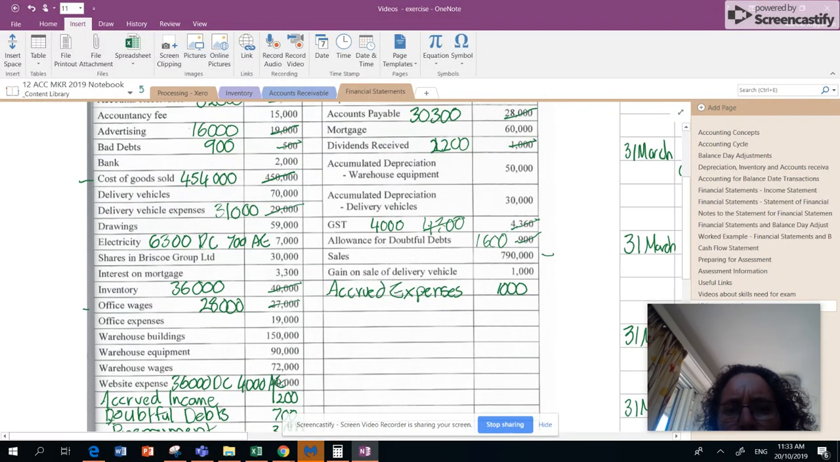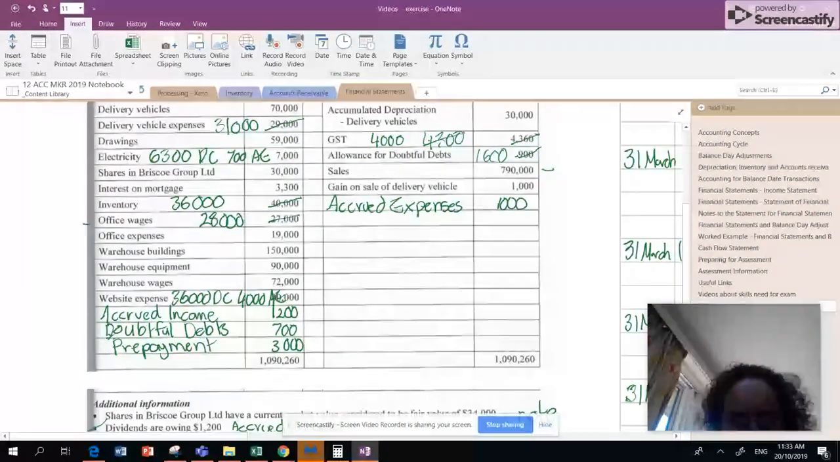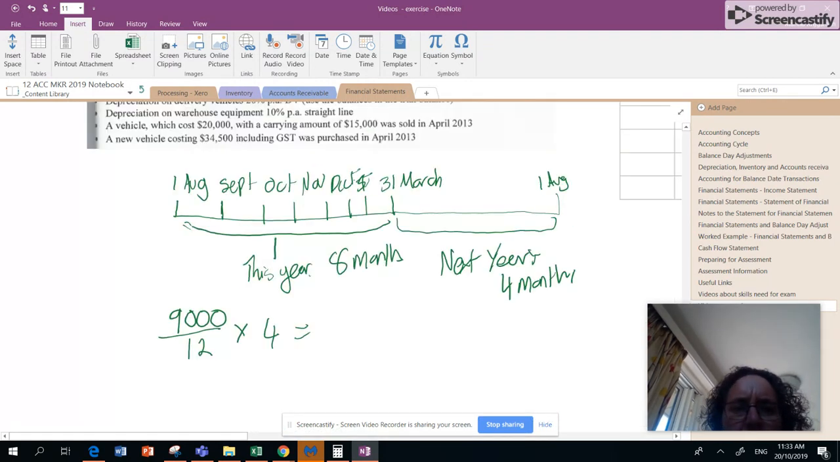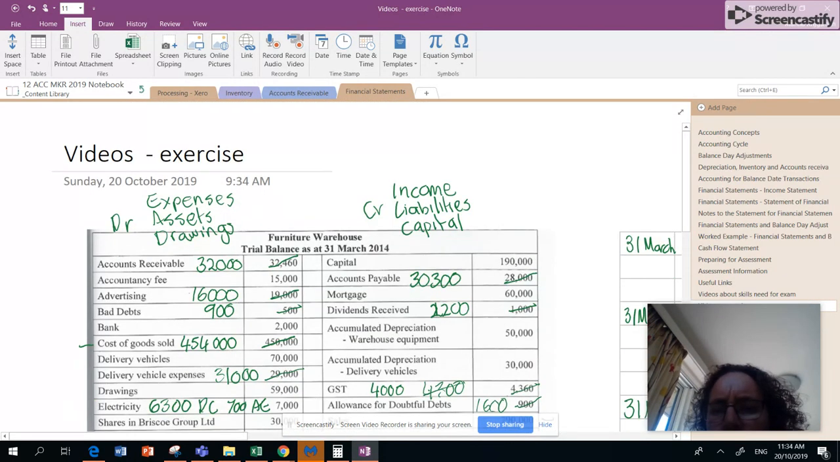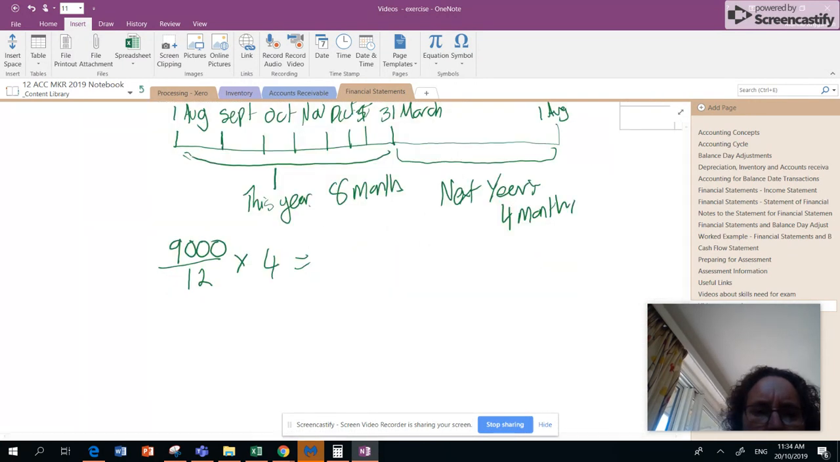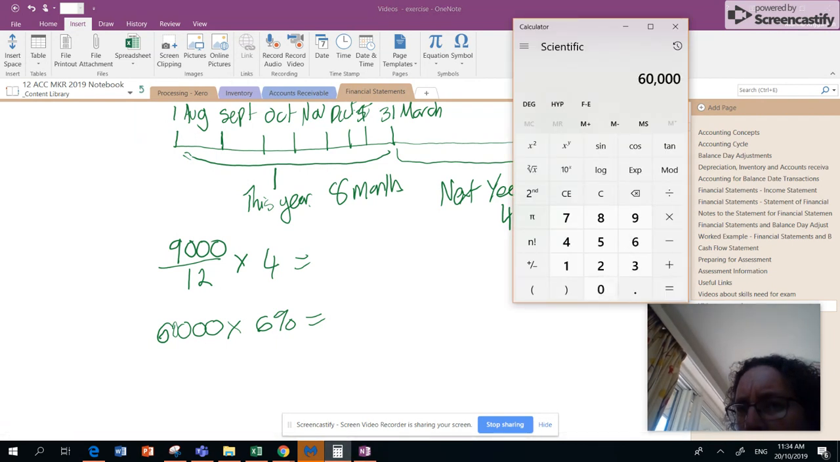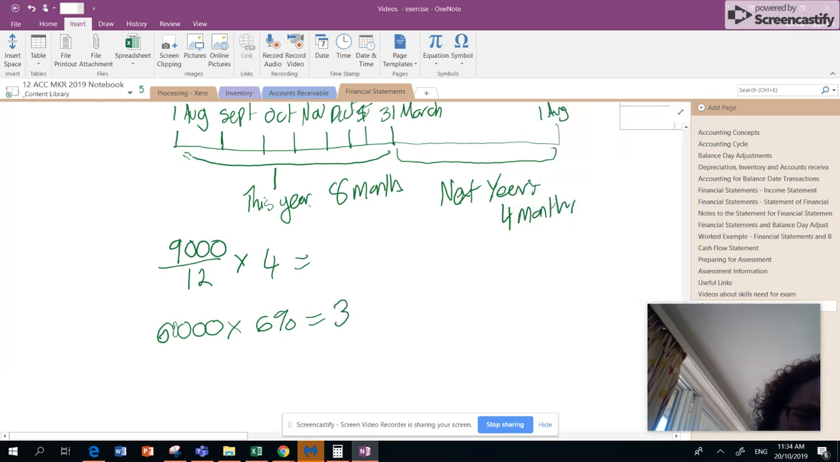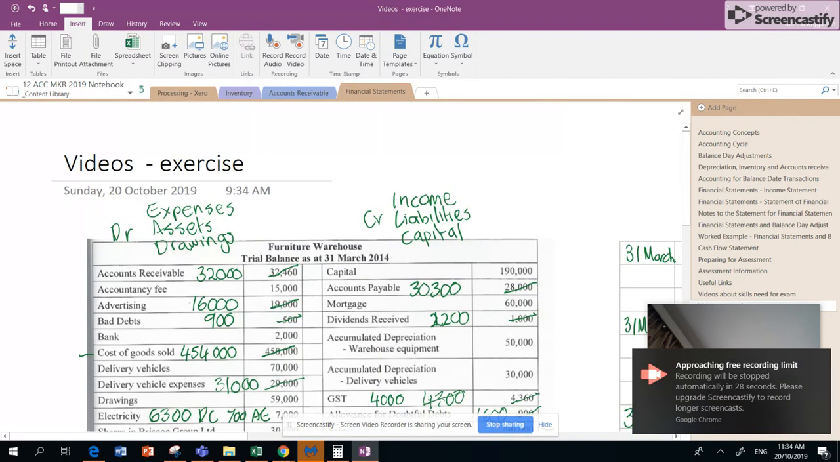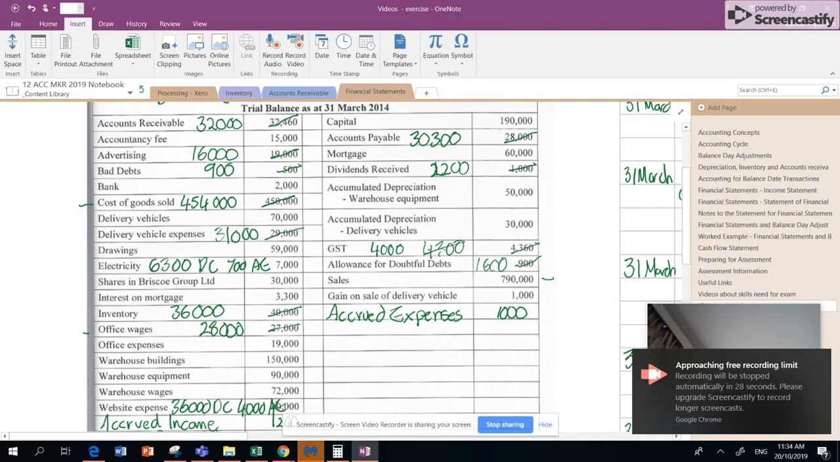So our mortgage rate is 6%. So we're going to take the total mortgage, which is $60,000, times it by 6%. So we'll do 60,000 times by 0.06. So we should have paid $3,600 in interest. So now we just need to look at the interest on mortgage. And we'll complete that in the next video.